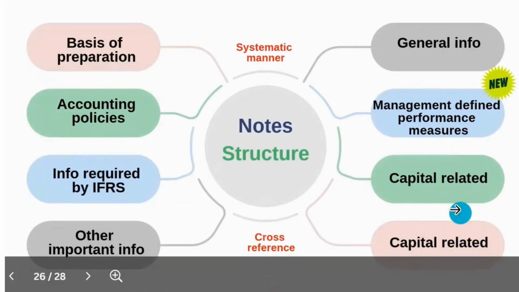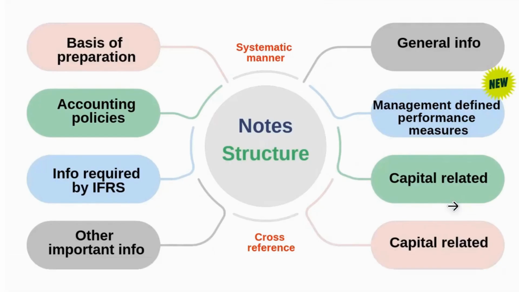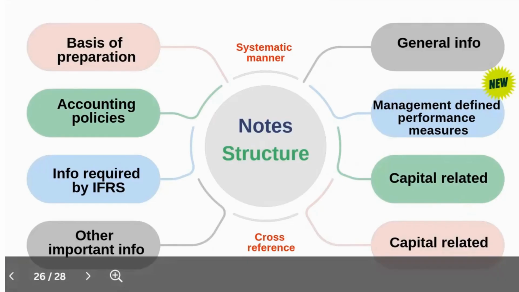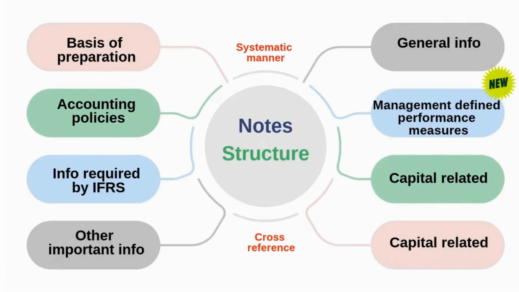Now let's look at the note structures required by IFRS 18. We need to have the basis of preparation and accounting policies in our notes, then information required by IFRS which is not presented in primary financial statements. So all subtotals and additional information required as disclosures in line with standards like IFRS 16 Leases or IFRS 9 Financial Instruments. Then other important information not presented in primary financial statements, for example, some events that may have affected the business. Then general information about the entity if not shown elsewhere: description of activity, legal name, who the parent is, etc.